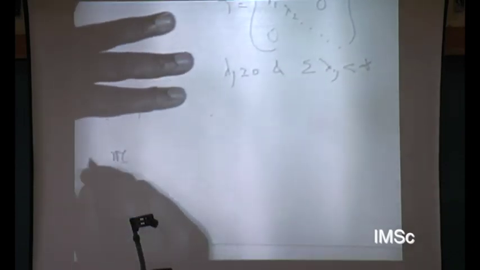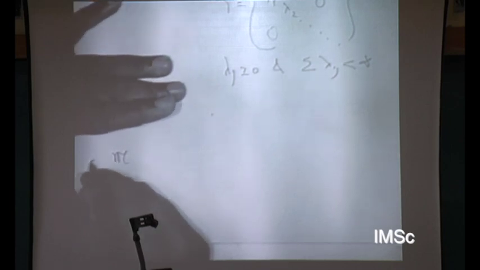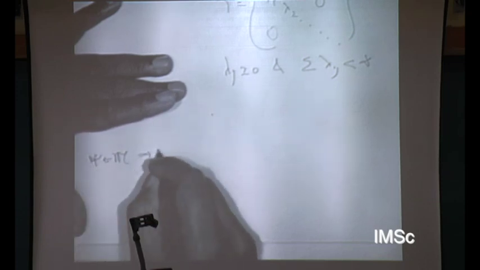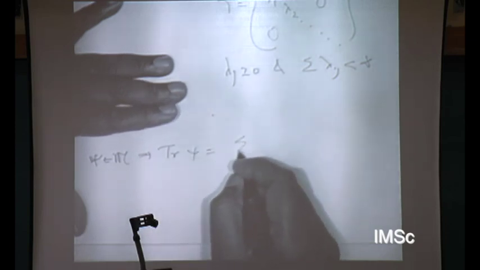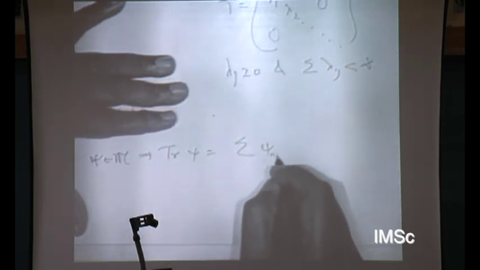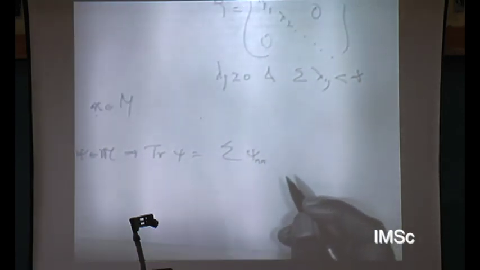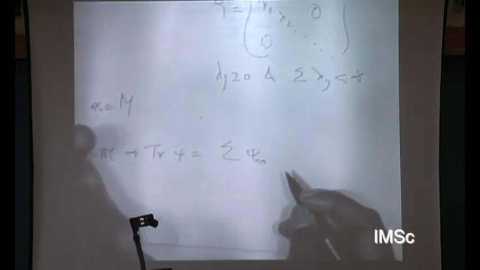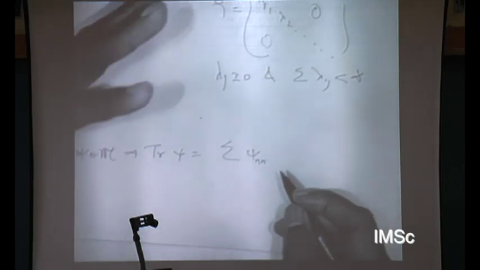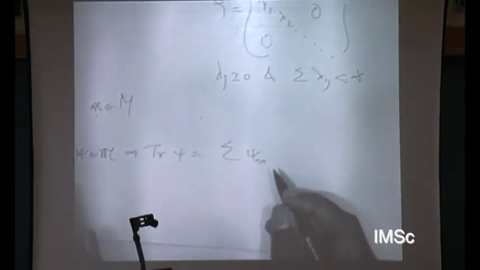So for any psi in M, trace psi is equal to the summation of psi n n. That is the sum of the diagonal entries in any orthonormal basis, and it doesn't matter which basis you choose, because we proved the thing for positives, and everything in M is a linear combination of four positive things.